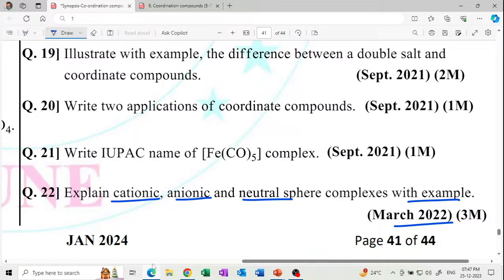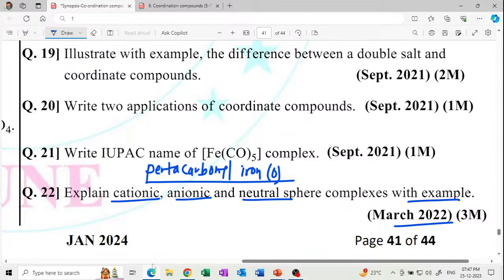Write the IUPAC name of the Fe(CO)5 complex. Fe(CO)5 complex, pentacarbonyl. So it is written as pentacarbonyl iron, and in brackets what to write, 0. Just that. Underline this, pentacarbonyl iron(0). Get it? The oxidation state will be 0, because carbonyl is a neutral ligand, so this is the neutral complex.